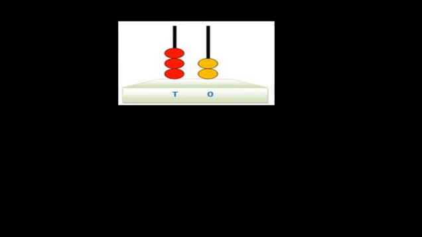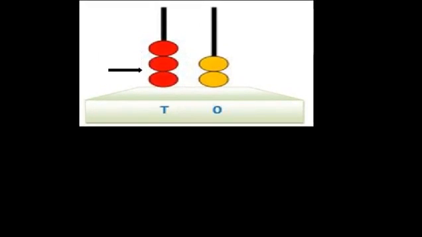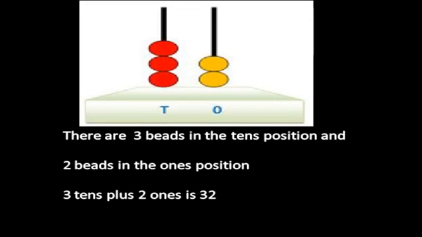Let us consider another example. In this figure, in the tens position, there are three beads, and in the ones position, we have two beads. 3 tens plus 2 ones is 32.